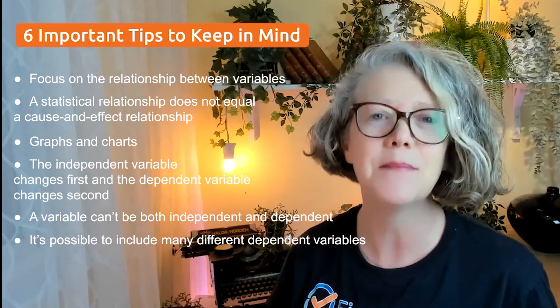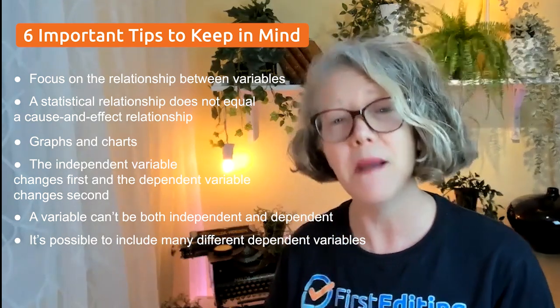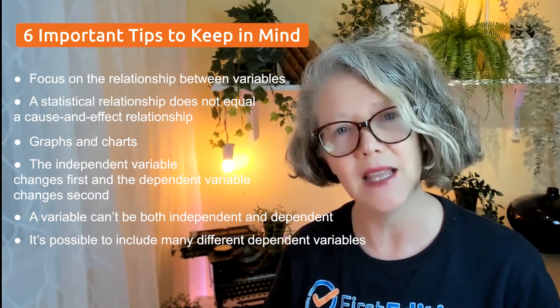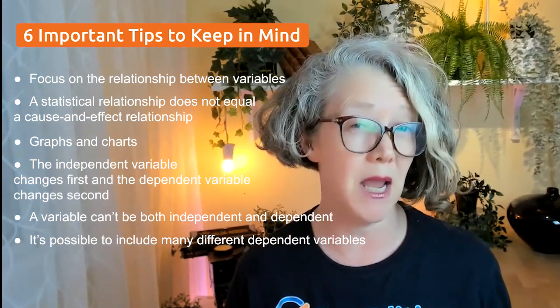And finally, it is possible to include many different dependent variables. But remember that if you decide to do that, you might need to ask more research questions and expand the scope of your paper. For example, you could measure the impact of social media on mental well-being, sleep, and diet, which will help you research social media more in depth, but it would also be more work.